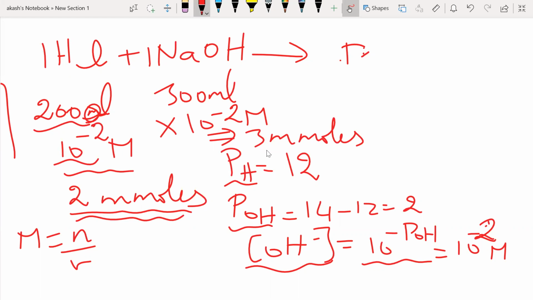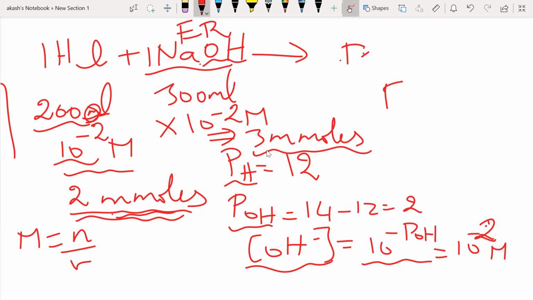So 2 millimoles require 2 millimoles, but I have here an extra 1 millimole, that is 3 millimoles. So this NaOH is my excess reagent. I just write it as ER, right? Excess reagent. So obviously, the 2 millimoles of H plus I had would have been neutralized by 2 millimoles of OH minus. So there will be an excess amount of OH minus ions.